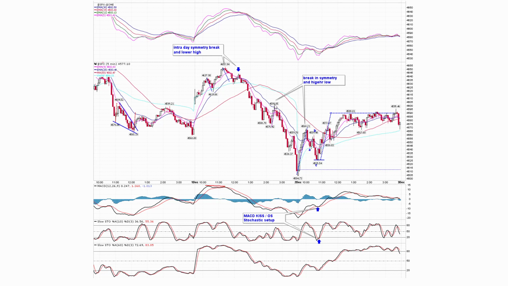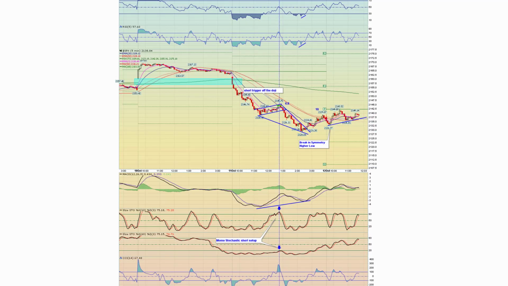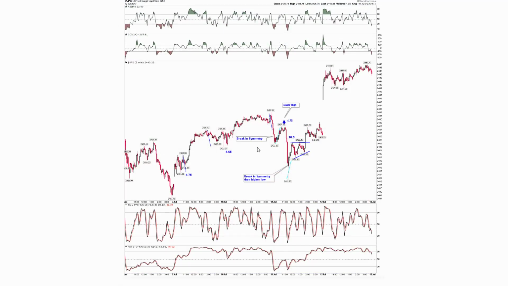But measure the rally attempt here. We broke symmetry right the next day. I looked for a higher low, which we got, an ABC correction. Then I used a symmetry target here as a price target of this rally that next day. Some other examples of intraday symmetry that I made in the past. Here are 5-minute charts of the S&P where I'm using the symmetry on an intraday basis. Here we break symmetry. I then look for a lower high, which we get.